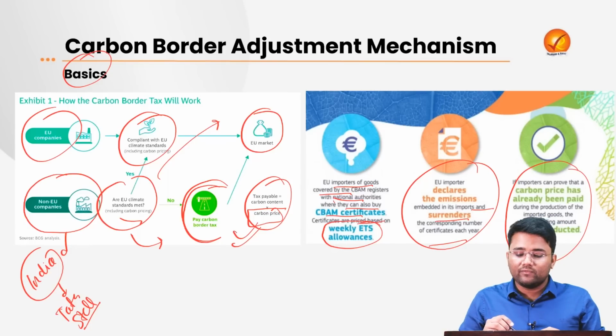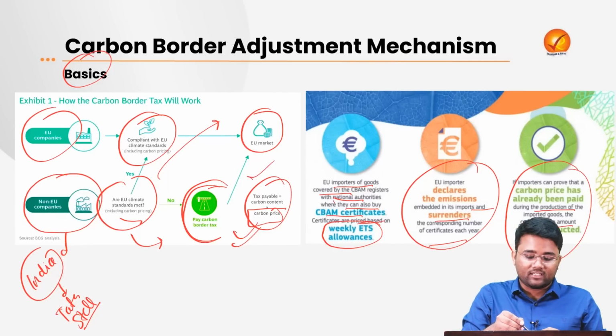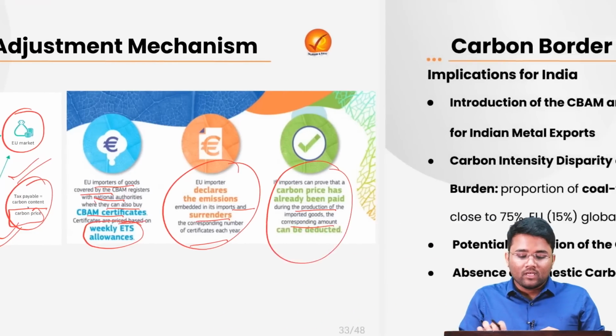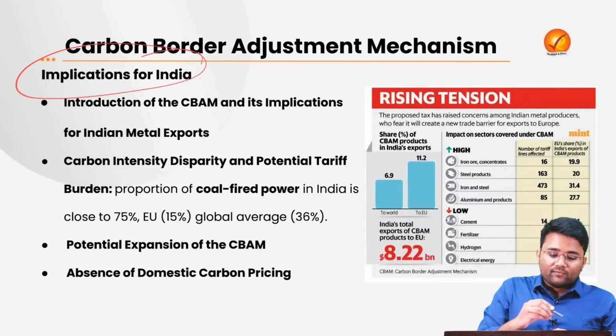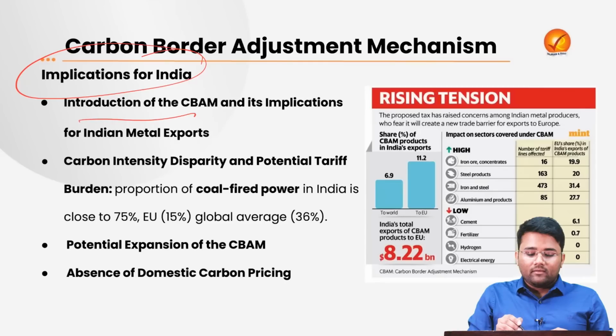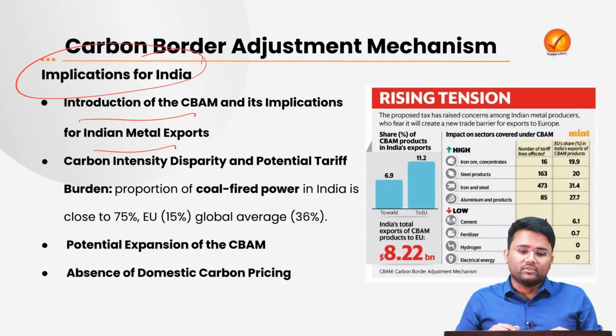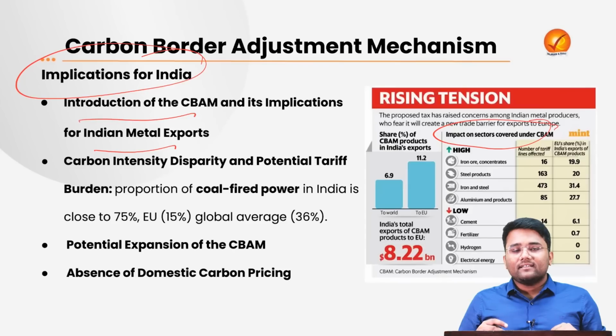If the importer can prove that the carbon price has already been paid during the production of imported goods, the corresponding amounts can be deducted from the carbon border tax that the importer has to pay. What are the various implications for India with the introduction of CBAM? It will have a larger implication on the metal exports like steel, iron ore, aluminum products, etc. These are some of the sectors which might be highly impacted.